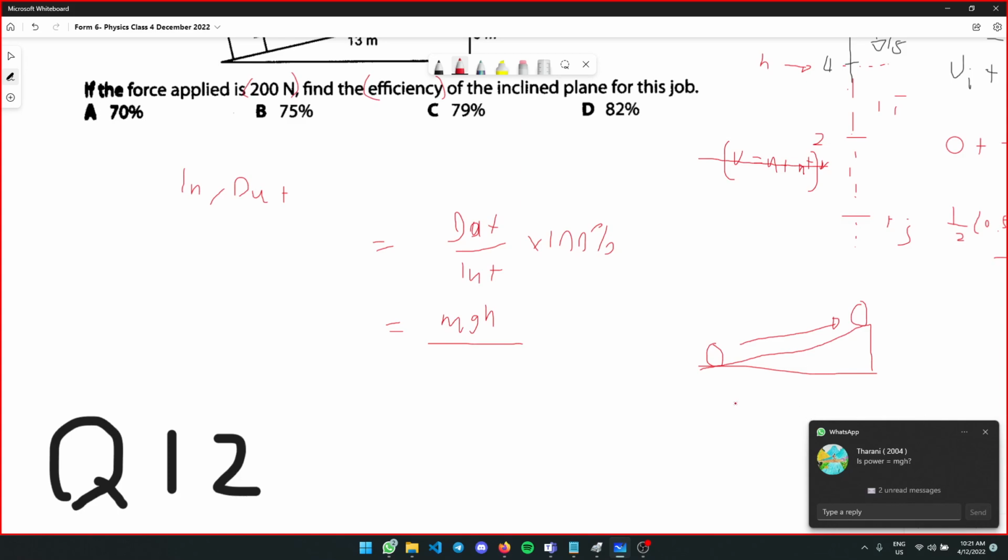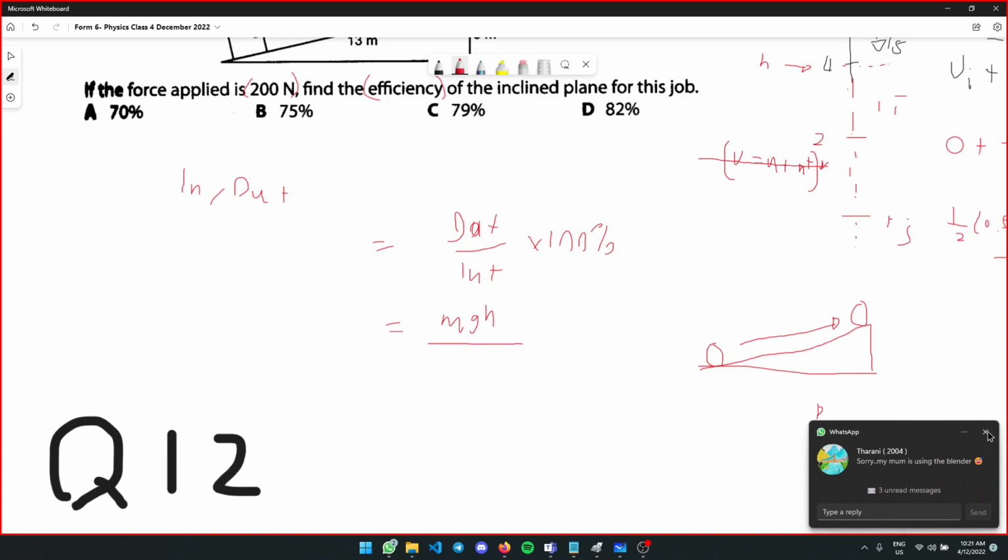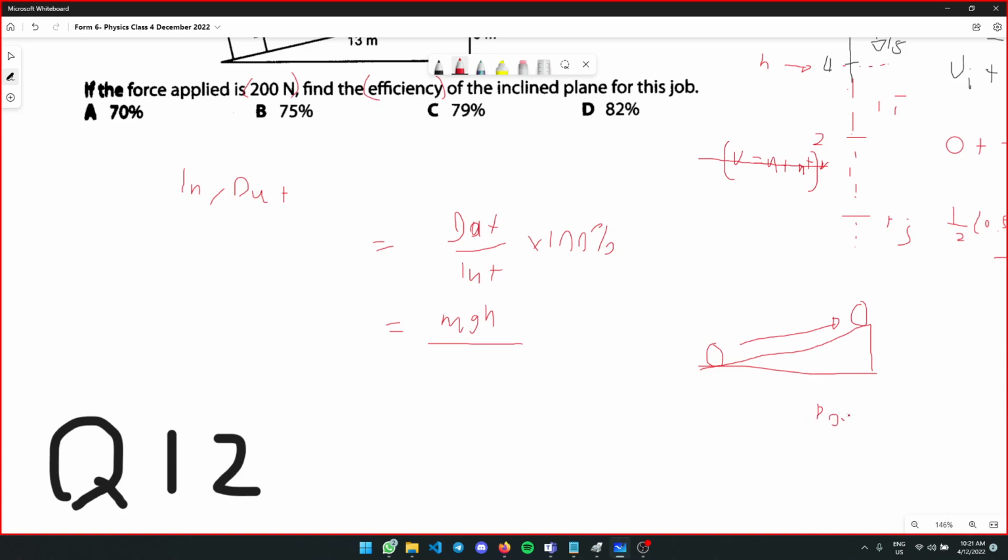No. Power is not mgh. Work is mgh. Maybe I mistakenly used them interchangeably. I see. Okay, no problem. Power is work over time. Work is energy. Energy is mgh. Potential energy, so that's mgh.